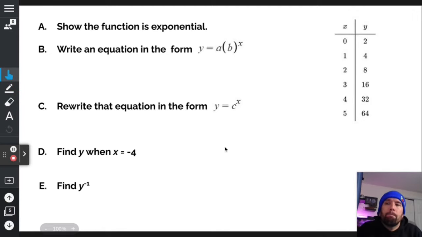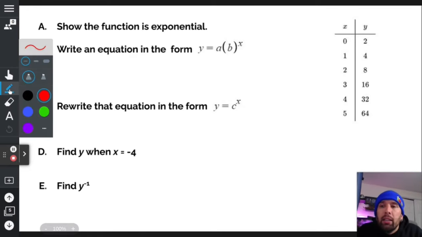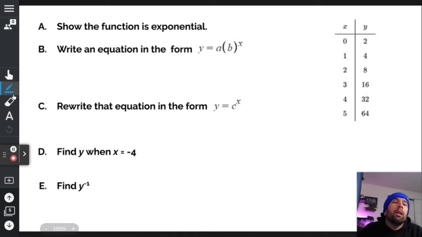Well, no calculator yet again. All right. Show that this is exponential. Well, you know a chart or a graph is exponential by seeing if you multiply the same number to it every single time. And that's exactly what we do here. If you multiply by 2 every time, it's exponential.